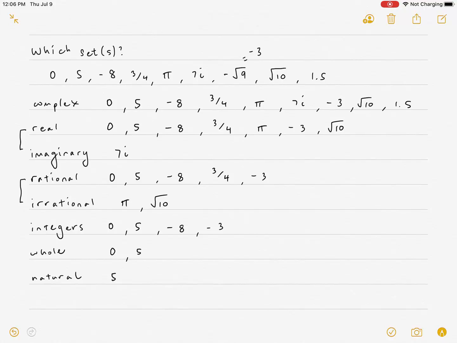1.5. 1.5 is complex. It's real. And it is rational because I can rewrite 1.5 as 15/10. And that is it. Study these examples. Hope you learned something.